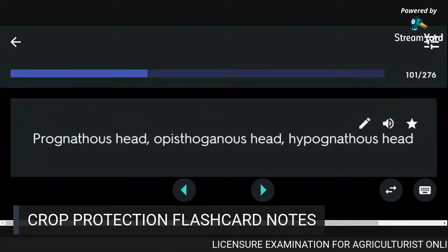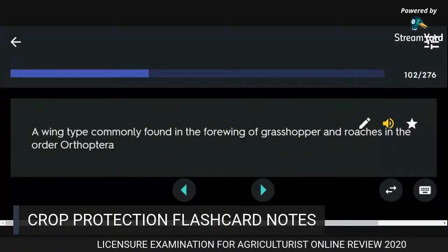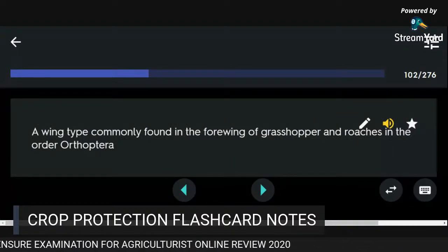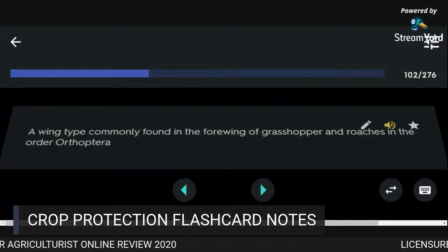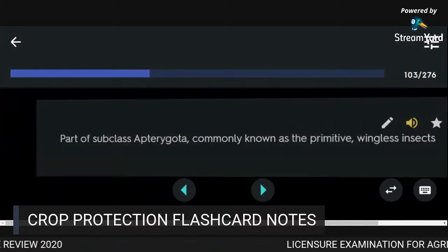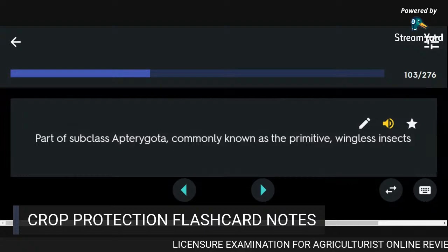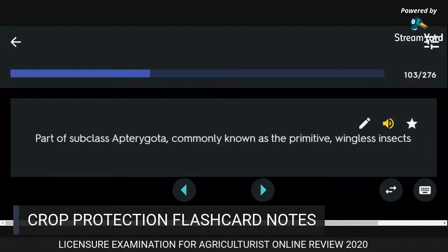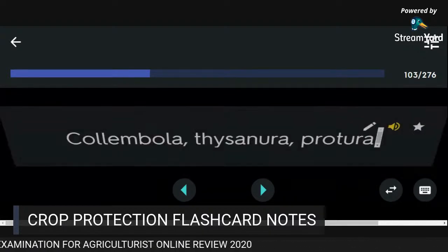A wing type commonly found in the forewing of grasshoppers and roaches in the order Orthoptera. Tegmina. Part of subclass Apterygota, commonly known as the primitive wingless insects: Collembola, Thysanura, Protura.